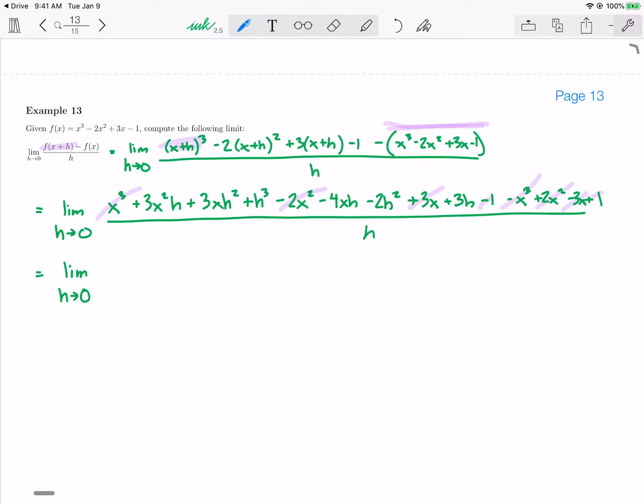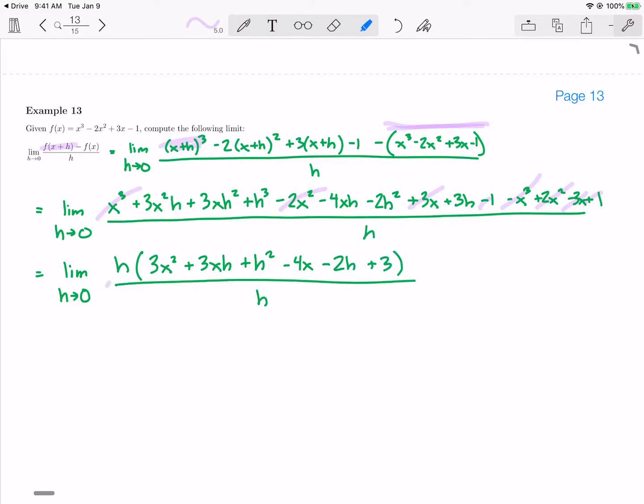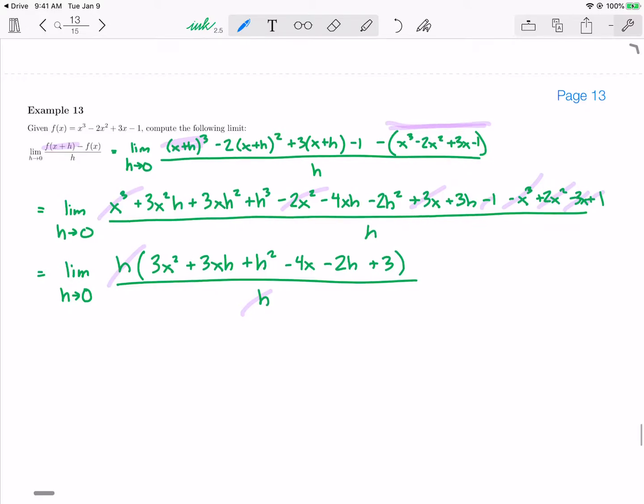So I would end up with 0 over 0 again. So I'm going to factor an h out. So then I've got 3x squared plus 3xh plus h squared minus 4x minus 2h plus 3 all over h. And the reason I do that is now my h's are gone, especially in the denominator. And now I can simply plug 0 in for h.